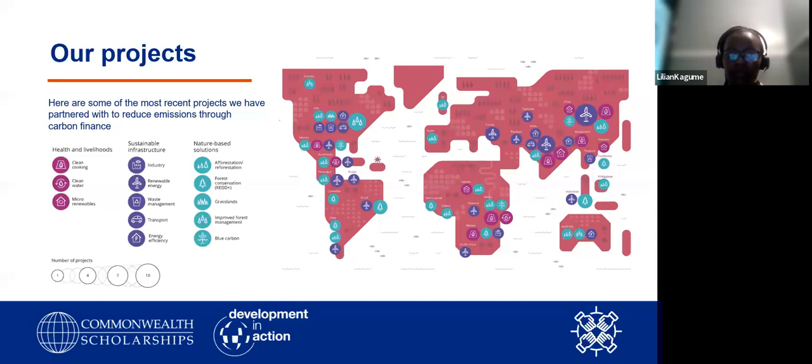We also have sustainable infrastructure projects, so projects within renewable energy, waste management, transport, also nature-based solutions. So we support and develop projects in the afforestation and reforestation industries, REDD+, grasslands, and also improved forest management, and blue carbon, so the likes of mangrove and so forth.